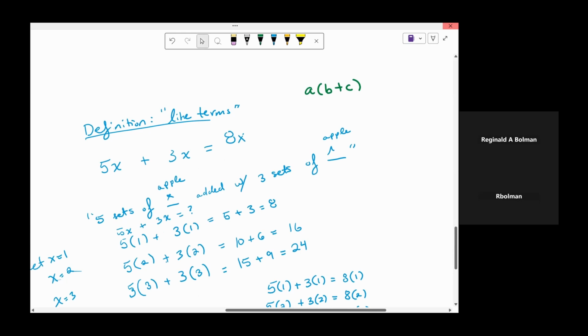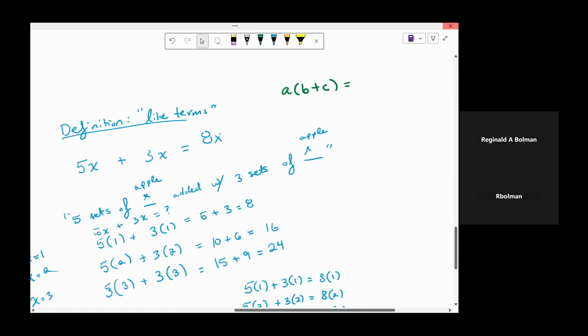At the beginning of the semester, we very briefly covered the distribution law. We said that whenever you have a number that's multiplied out in front of a set of parentheses with a bunch of terms added together, this is the same thing as taking your term out in front and multiplying it with the first number in the set of parentheses and adding it with the number that's out in front multiplied by the second number in the parentheses.